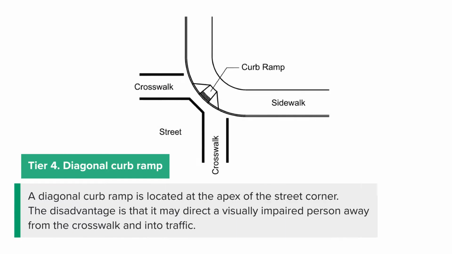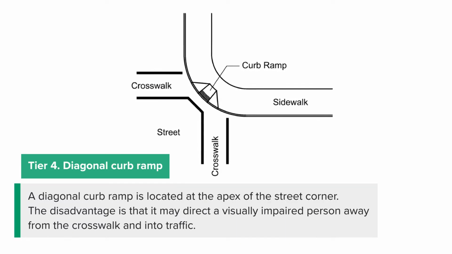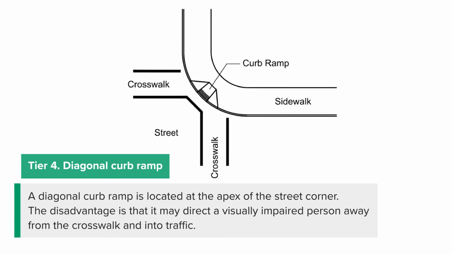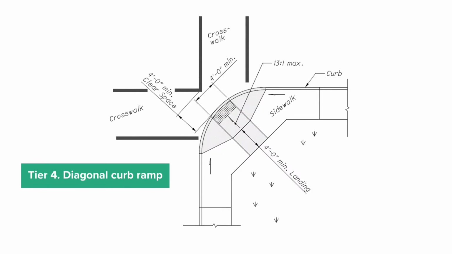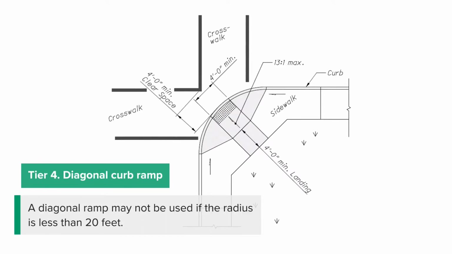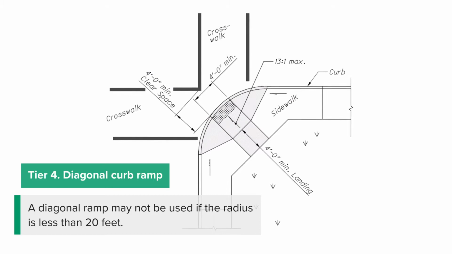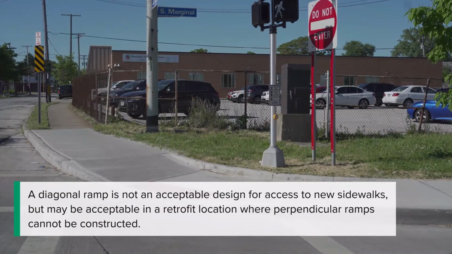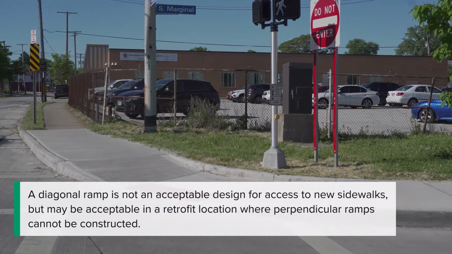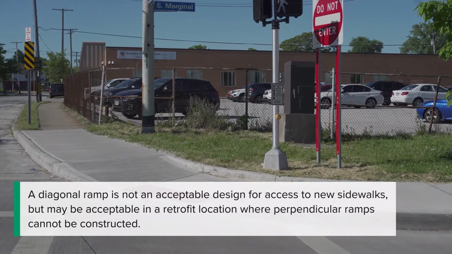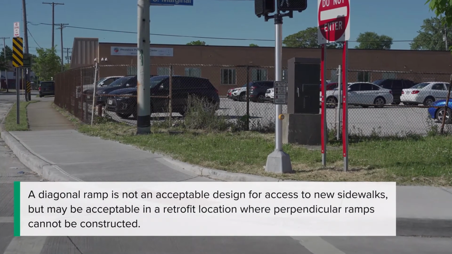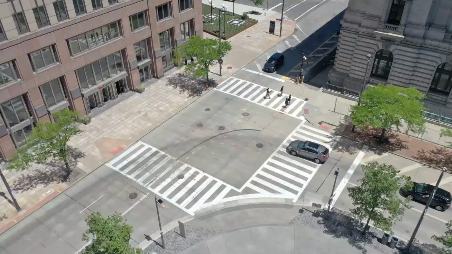A diagonal curb ramp is located at the apex of the street corner. The disadvantage is that it may direct a visually impaired person away from the crosswalk and into traffic. A diagonal ramp may not be used if the radius is less than 20 feet. A diagonal ramp is not an acceptable design for access to new sidewalks, but may be acceptable in a retrofit location where perpendicular ramps cannot be constructed.